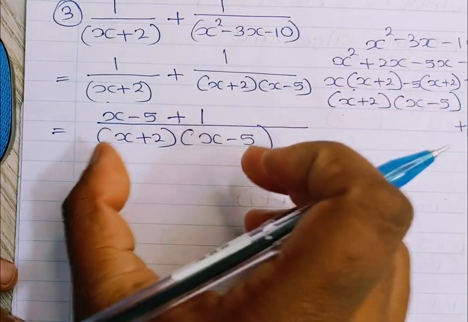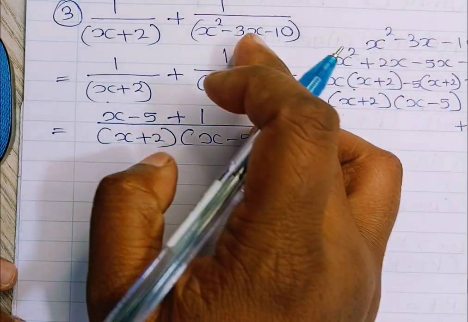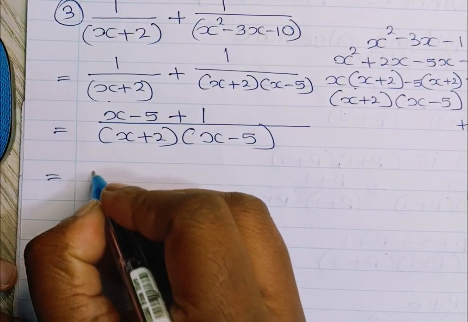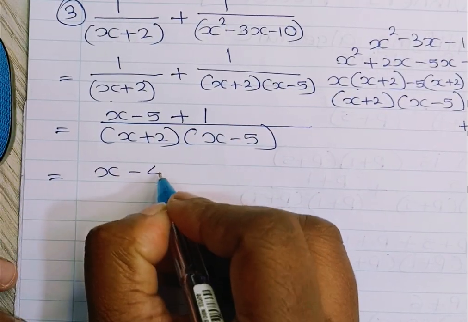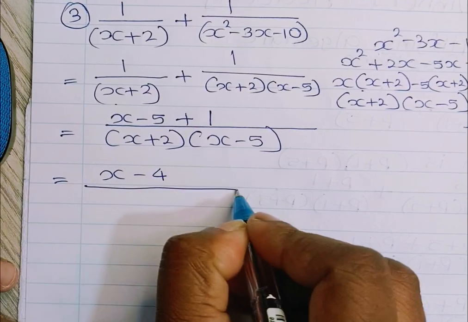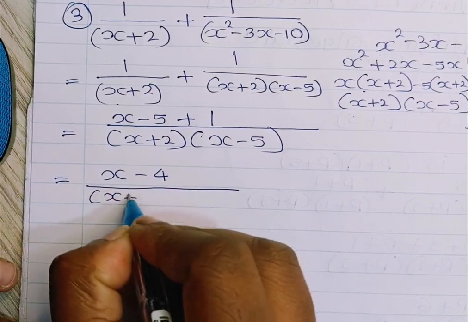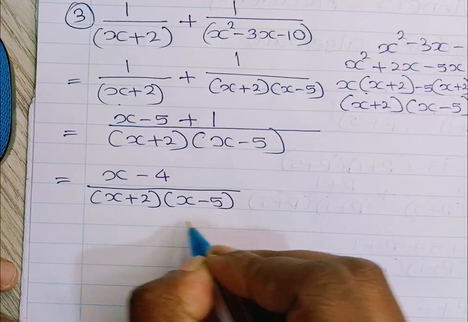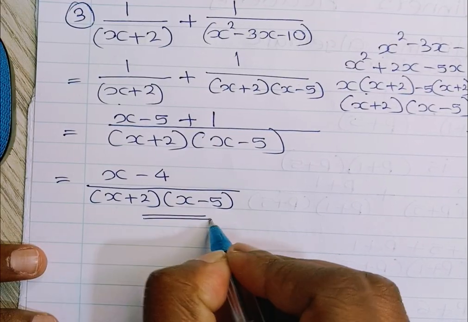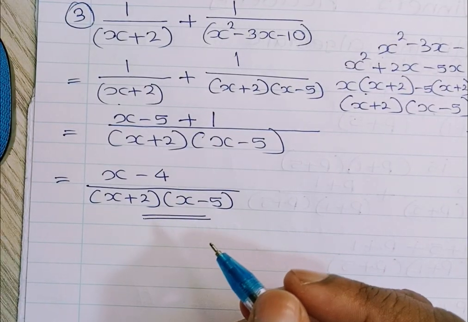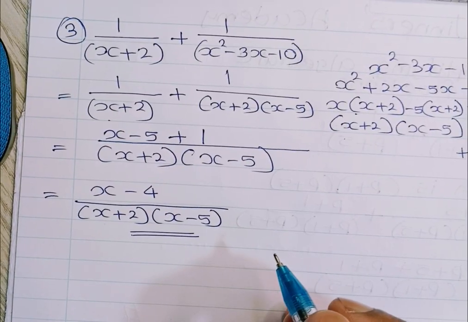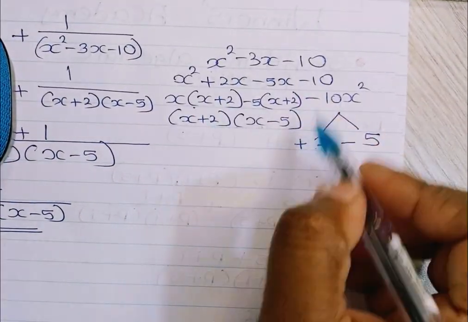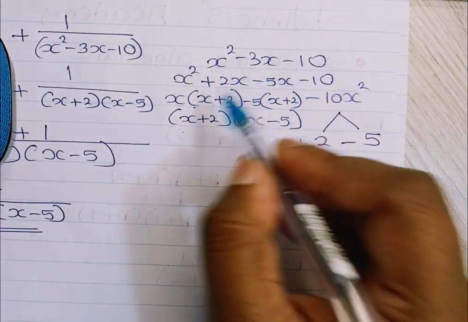This denominator to this denominator is here, we can write down the numerator only. So after that you can say here, x minus 4 divided by x plus 2 times x minus 5. Okay, so that is the way you have to do it. I think you can understand it easily. And the special thing is you have to factorize this trinomial quadratic expression easily.